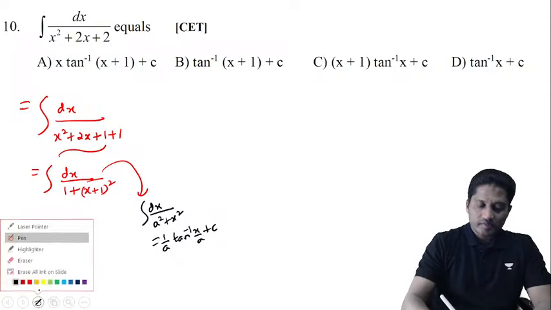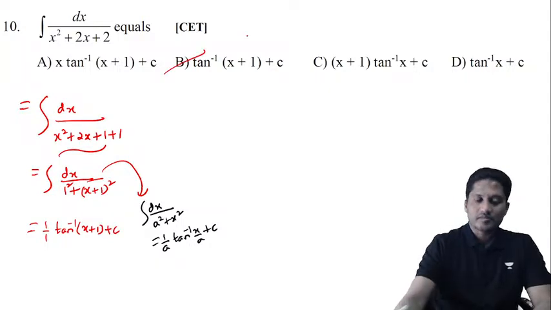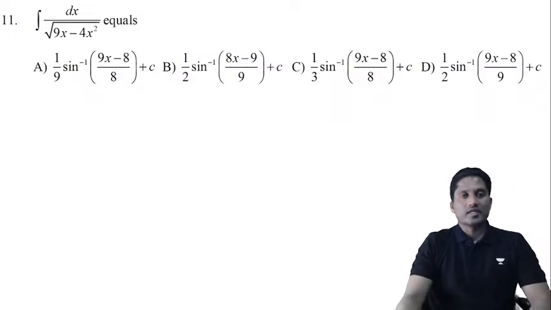Okay, so 1 can be written as 1 square. 1 square plus x square is 1 by 1 into tan inverse of x plus 1, and then plus c. Answer is B. Alright, question number 11.